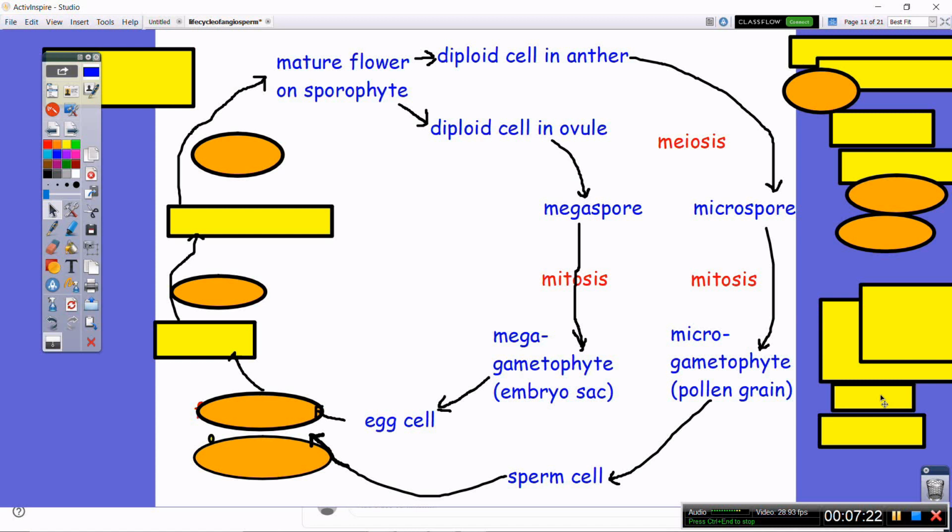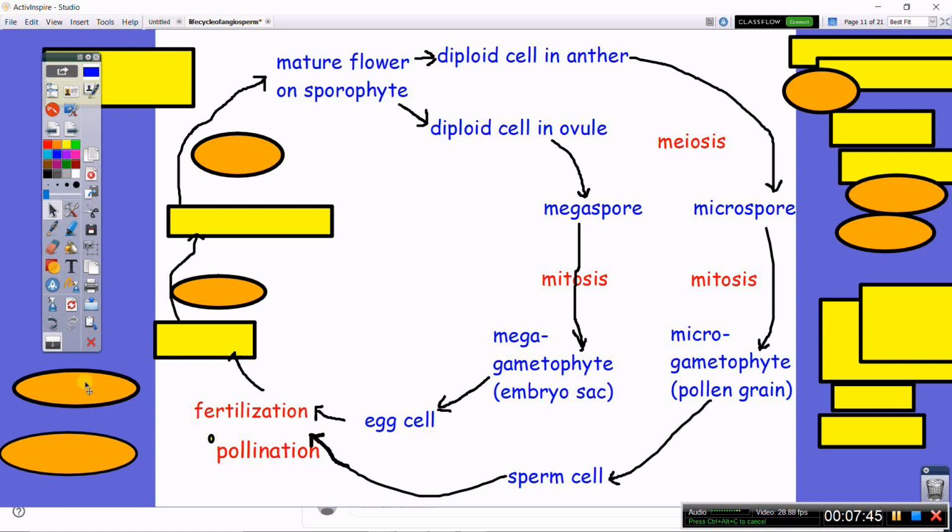Now remember that in gymnosperms and angiosperms we don't go straight to fertilization. We've actually got to have pollination occur first. Okay, that's where the pollen grain lands near the micropyle of the ovule, because it's going to form a pollen tube, but we'll get to that later. And then we can have fertilization.